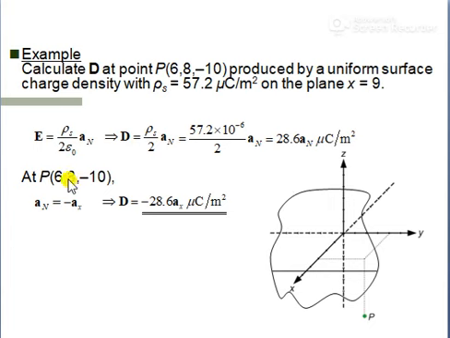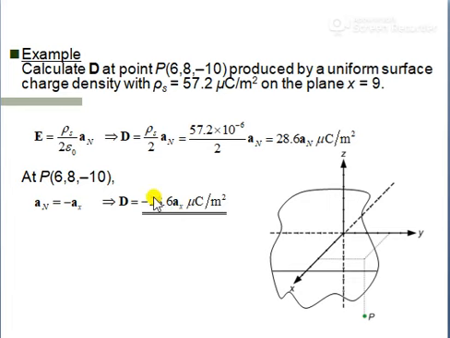Now at point P you can observe also how the surface is distributed. In the figure it is available, that is the x-axis, y-axis and z-axis. So like this the figure is drawn. x equal to 9 is a plane, then the point is P. So at point P we get an equal to minus ax because it is lying on that plane. Therefore D is equal to minus 28.6 ax microcoulomb per meter square.